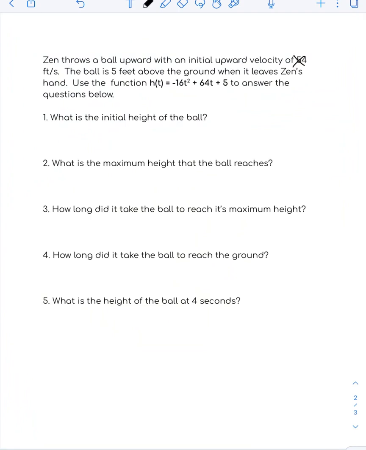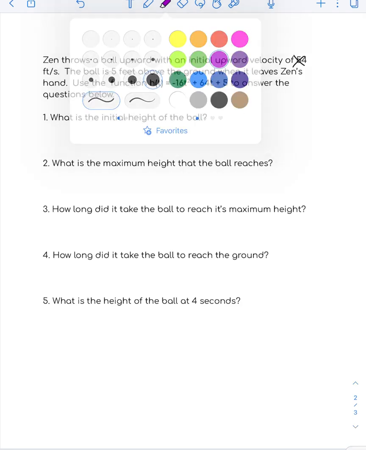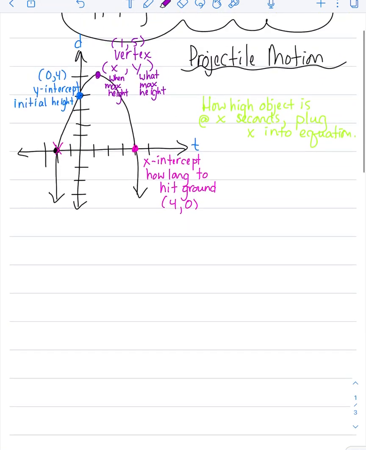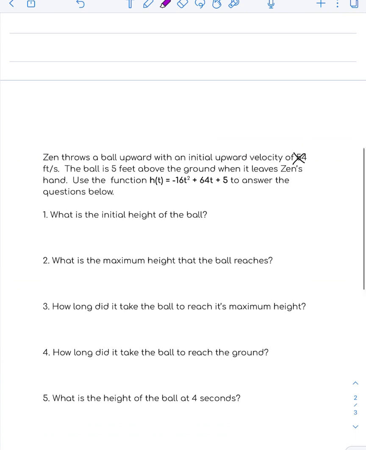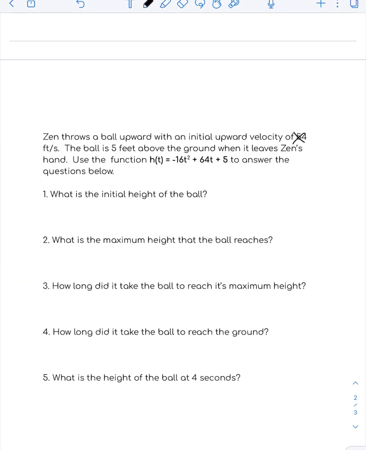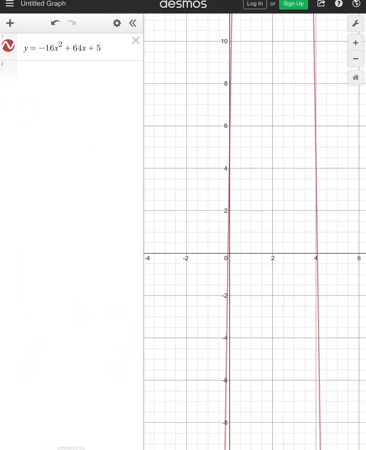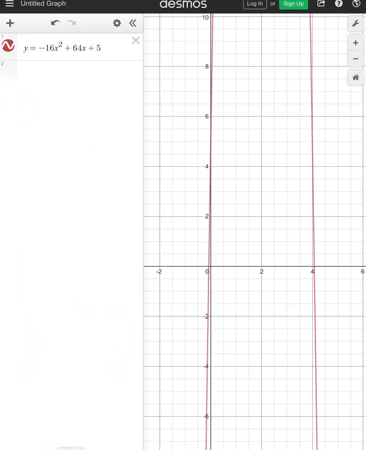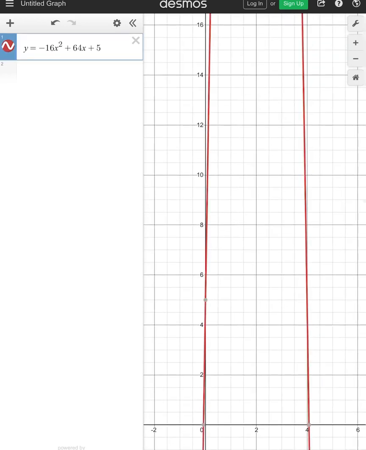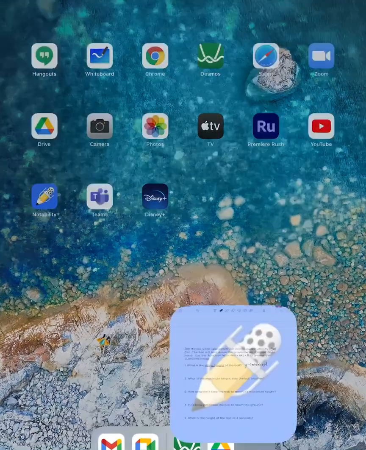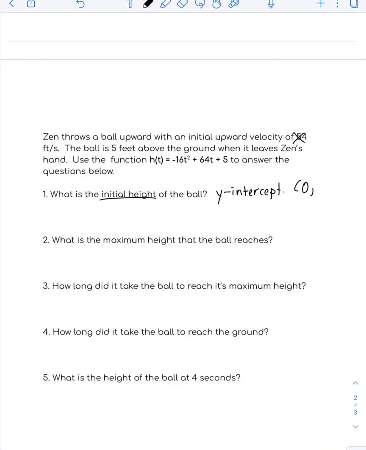So now I want to answer my questions. The first question says, what is the initial height? If I look back, your initial height is your y-intercept. So I want to jot that down: initial height is y-intercept. Let's go find the y-intercept of our graph. There it is right there. It helped us find it. So our y-intercept is (0, 5).